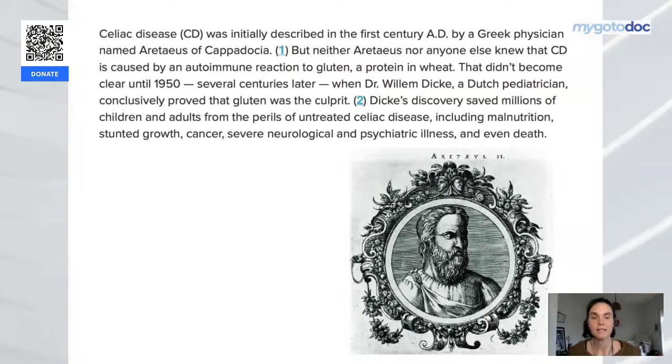So celiac disease is the disorder that people think of most commonly when they think of gluten intolerance or gluten allergies. And it was actually initially described in the 1st century by a Greek physician named Aretaeus. And he didn't know it was actually an autoimmune reaction to gluten. That didn't become clear until the 1950s. However, he had some idea that it was related to bread and related to gluten. And the discovery that this was a real condition saved many people, of course, because celiac disease, as we know, is really serious, and left untreated, it leads to malnutrition and stunted growth and lots of other chronic diseases.